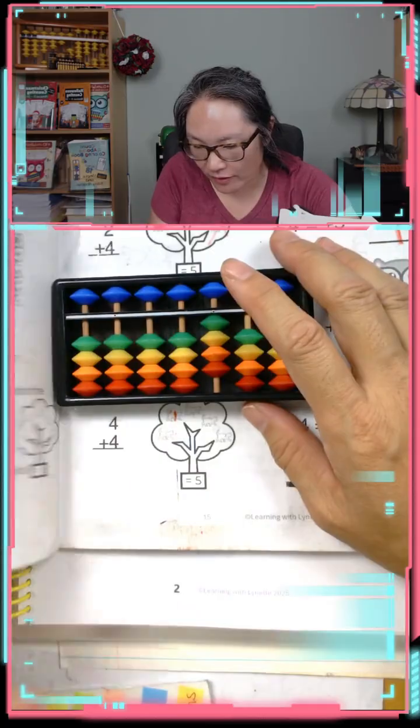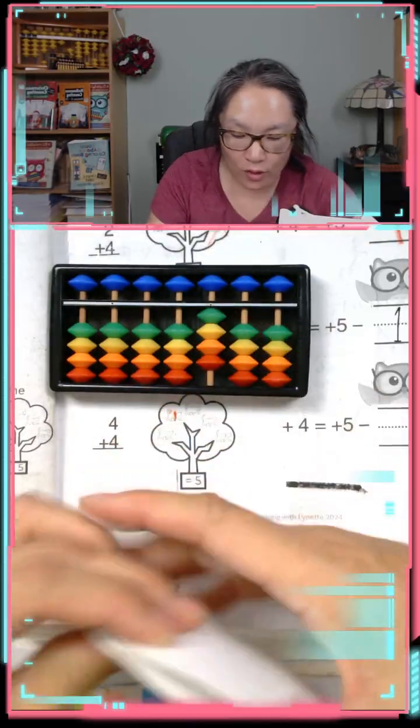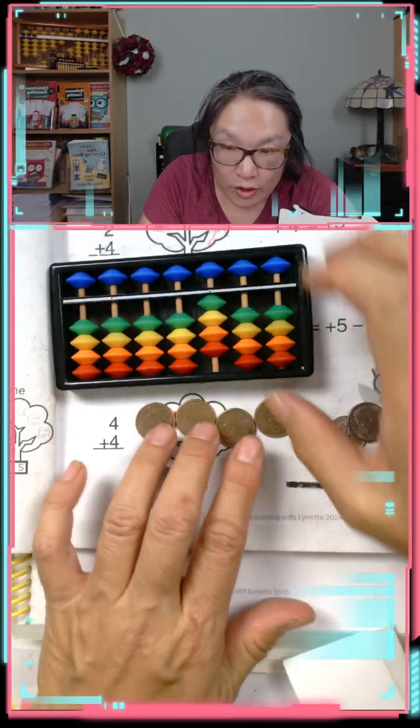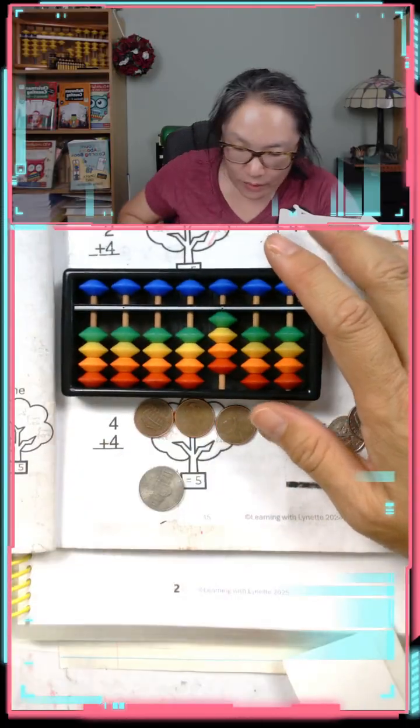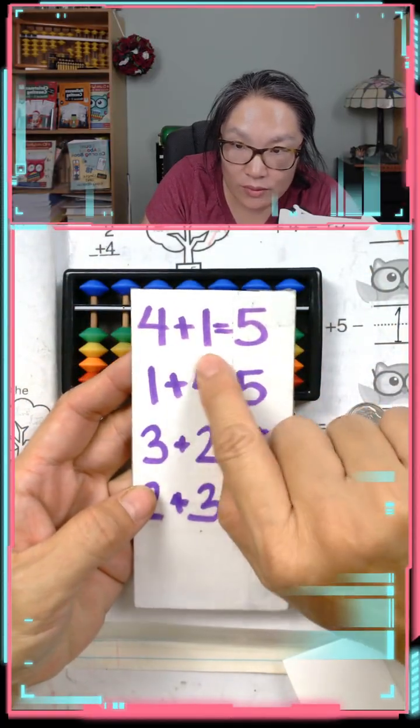Okay, so the first concept that we're going to do is understand the 4. So we're going to add the 4. I don't memorize 4 plus 4. What we're going to do is utilize the 5. So what does that mean? We have this concept: 4 plus 1 is equal to 5. That's what we're going to do. 4 plus 1 is equal to 5.